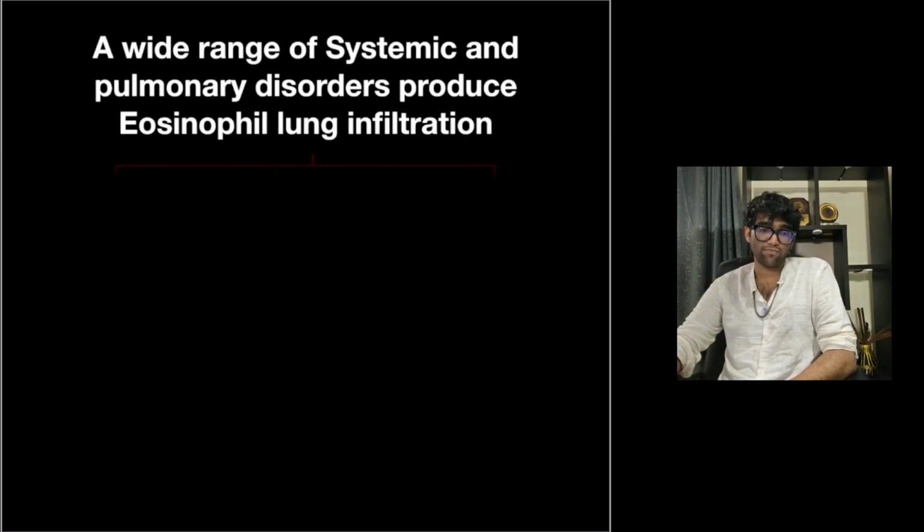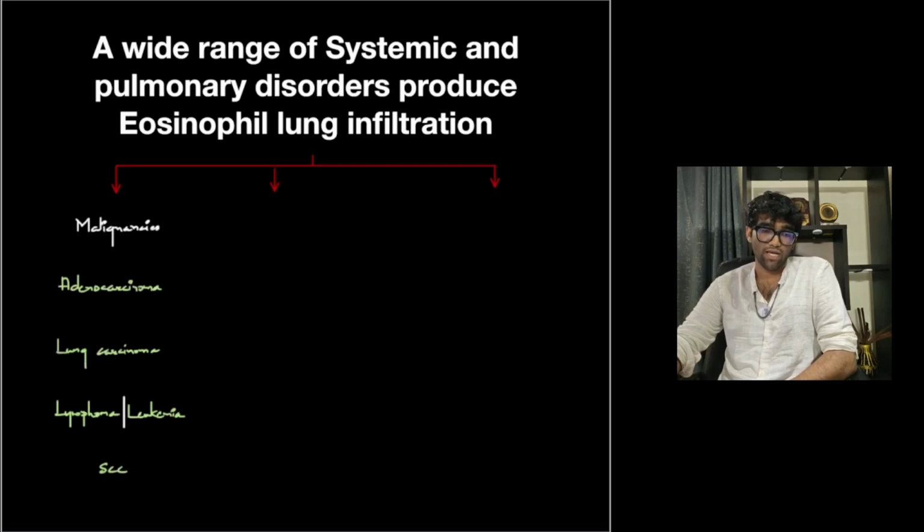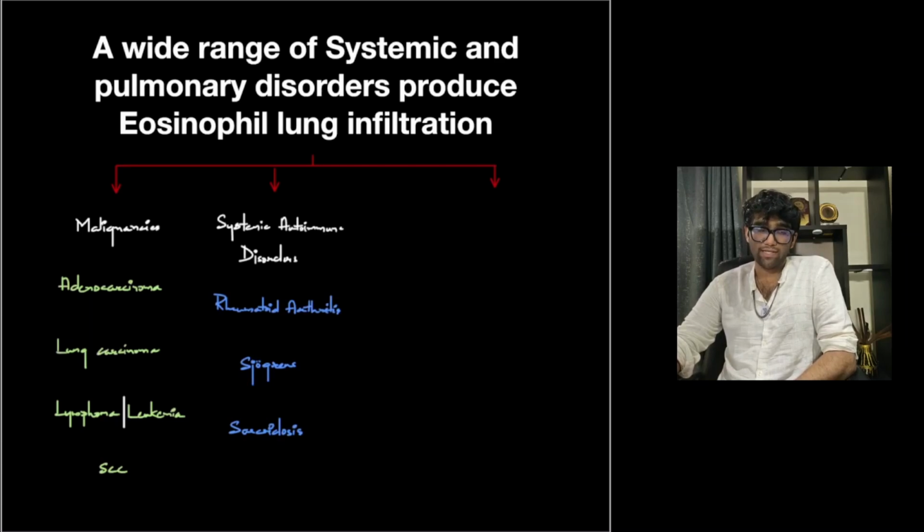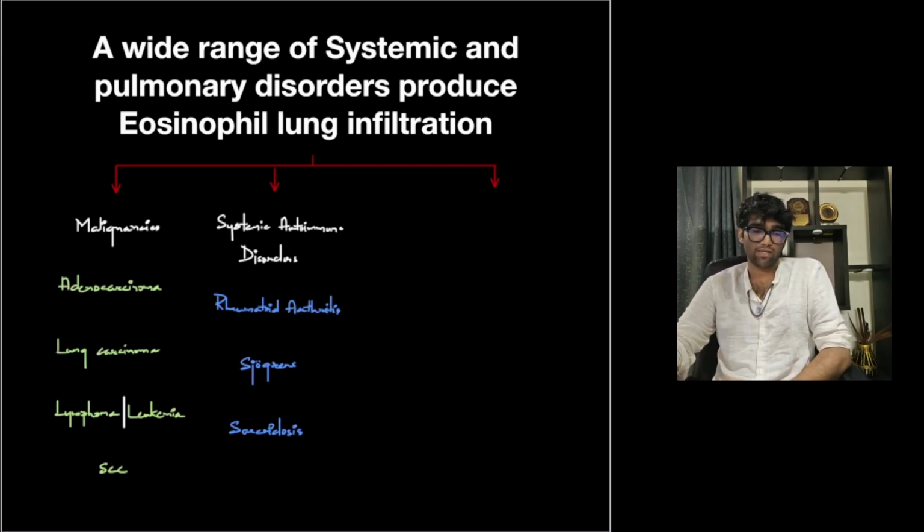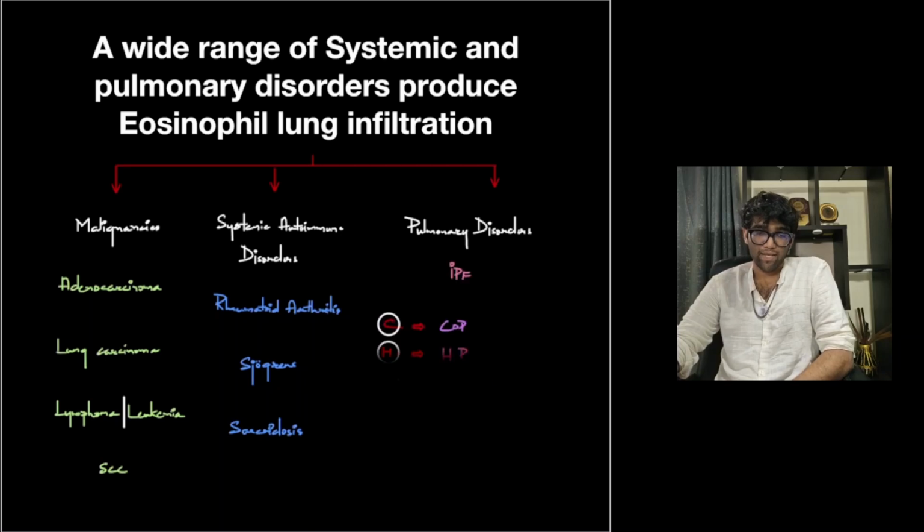Secondary lung disorders are a wide range of systemic and pulmonary disorders which produce eosinophilic lung infiltration. So they could be malignancies, essentially any, but specifically adenocarcinomas of the lung, other lung carcinomas, squamous cell carcinomas of the lung, and lymphomas and leukemias. Then systemic autoimmune rheumatic diseases, specifically rheumatoid arthritis, Sjogren's syndrome, and sarcoidosis. Now, sarcoidosis and rheumatoid arthritis may seem a little counterintuitive because they have Th1 polarization, but they also can have reactionary Th2 polarization in some rare cases, so therefore they have eosinophilia.